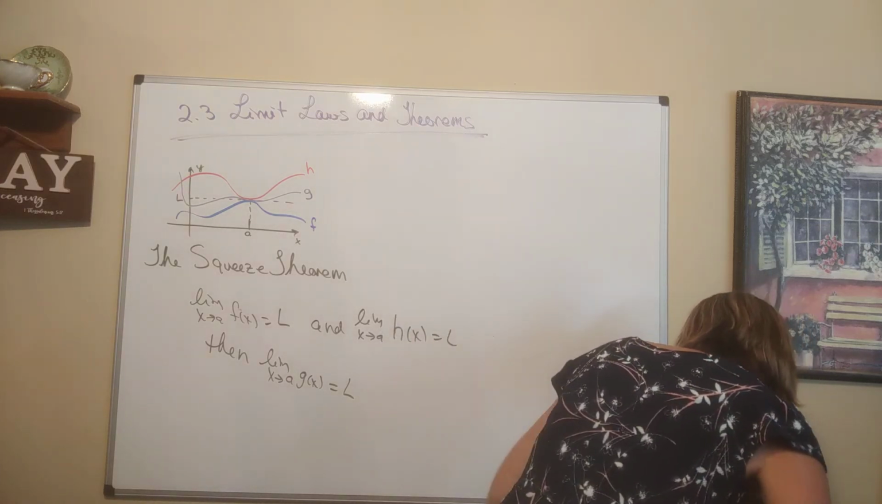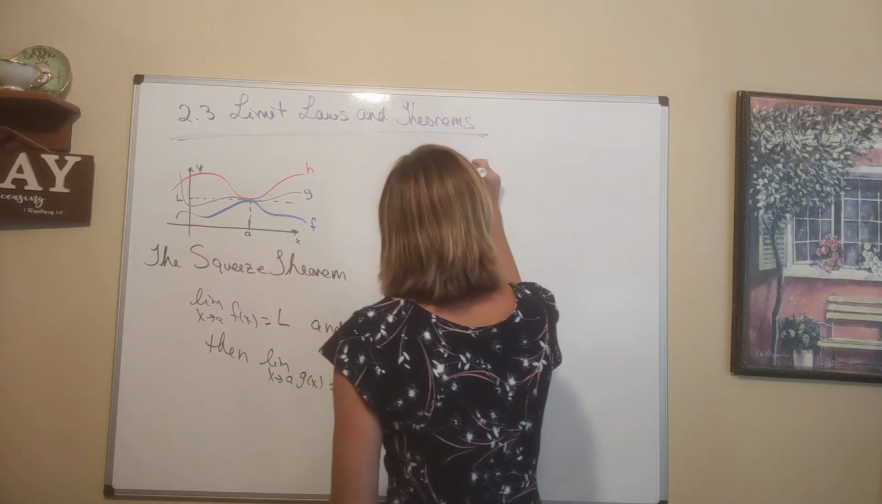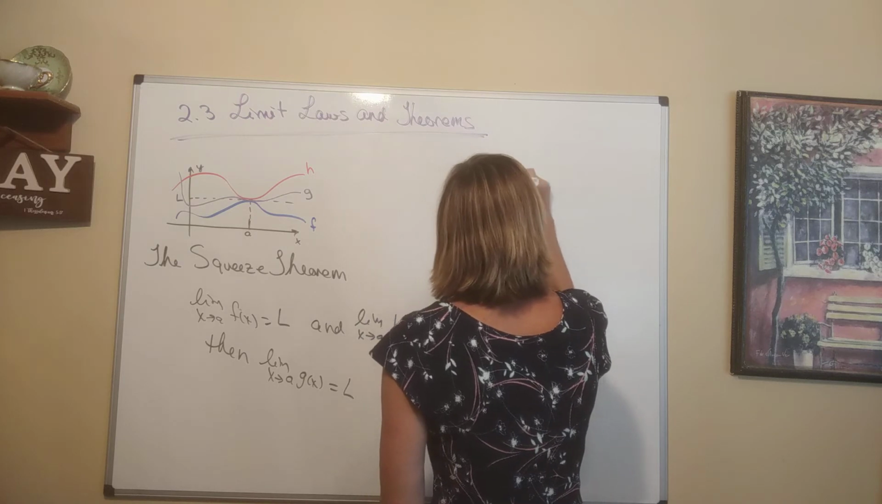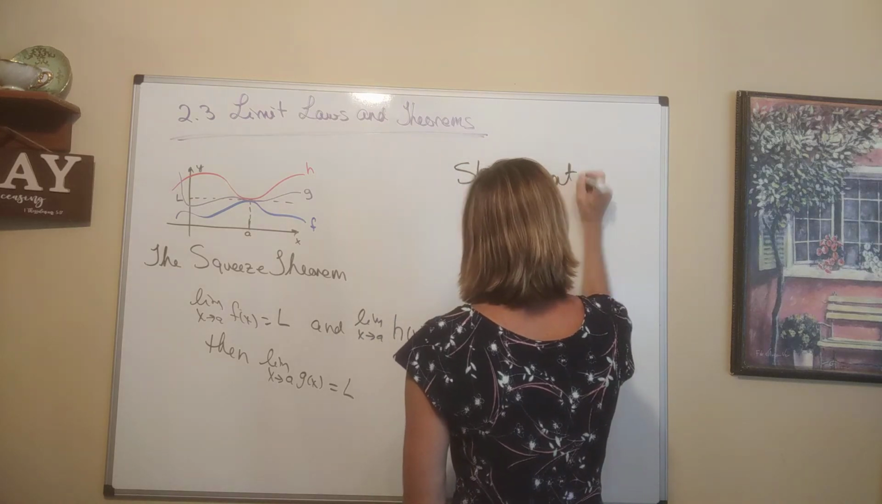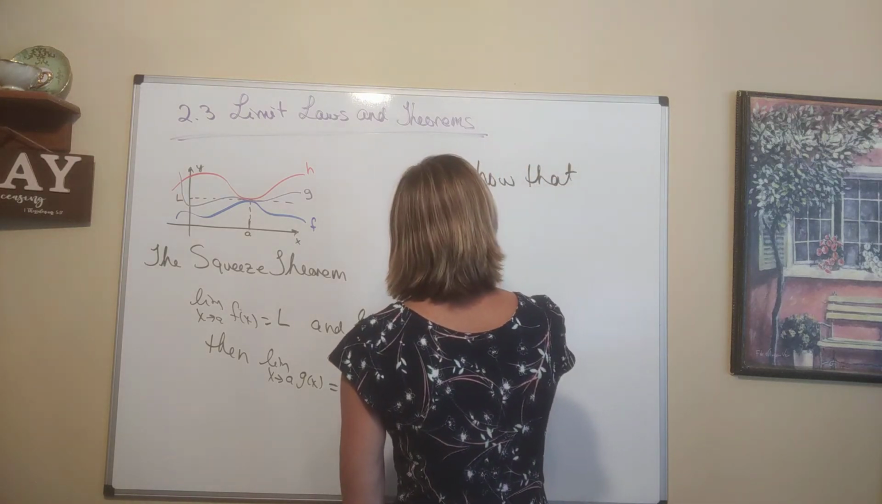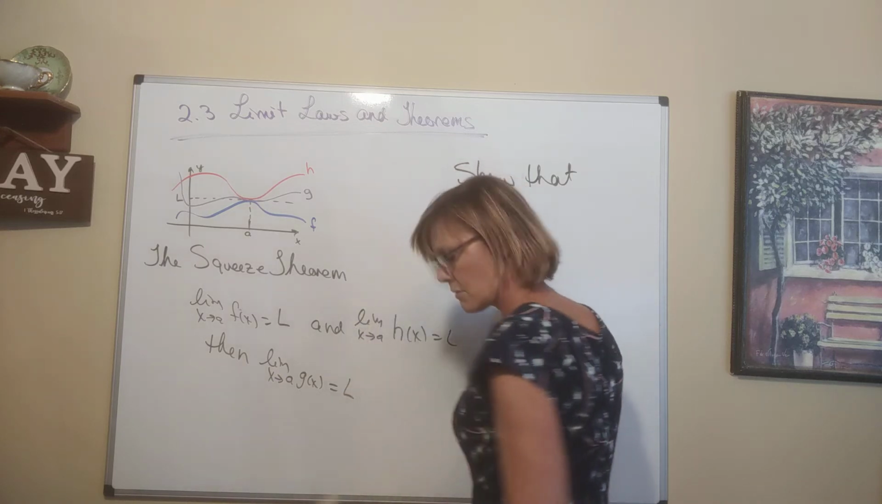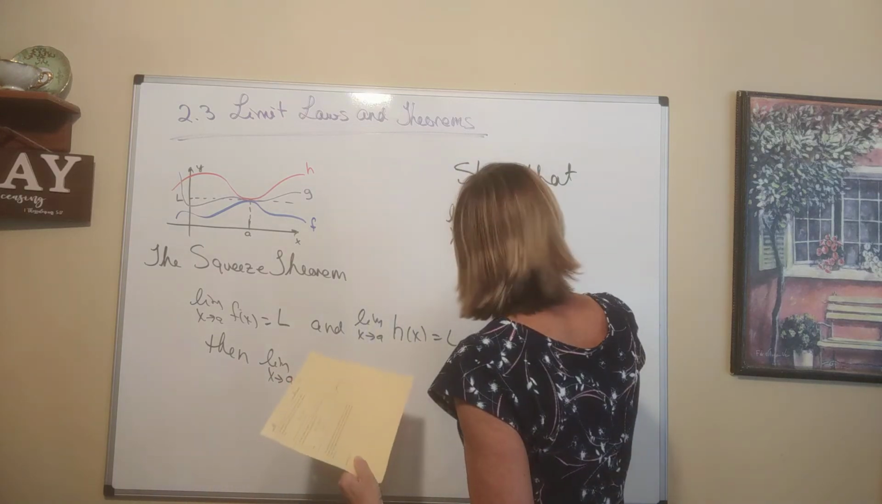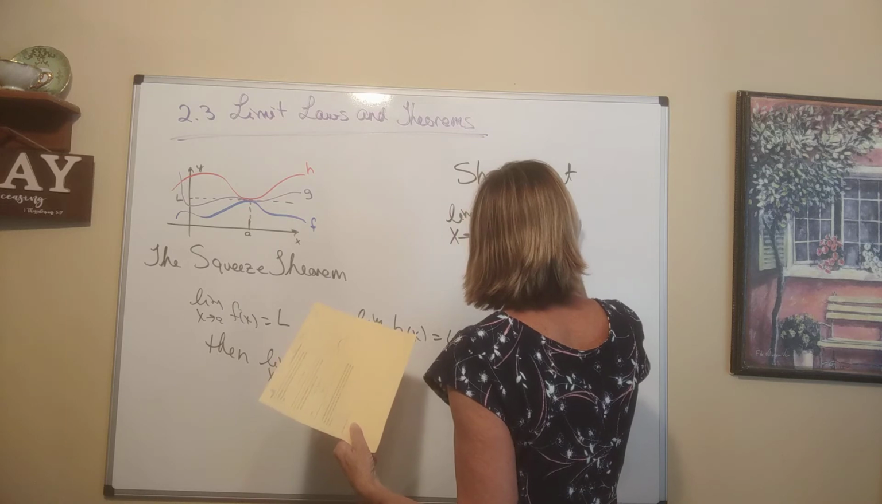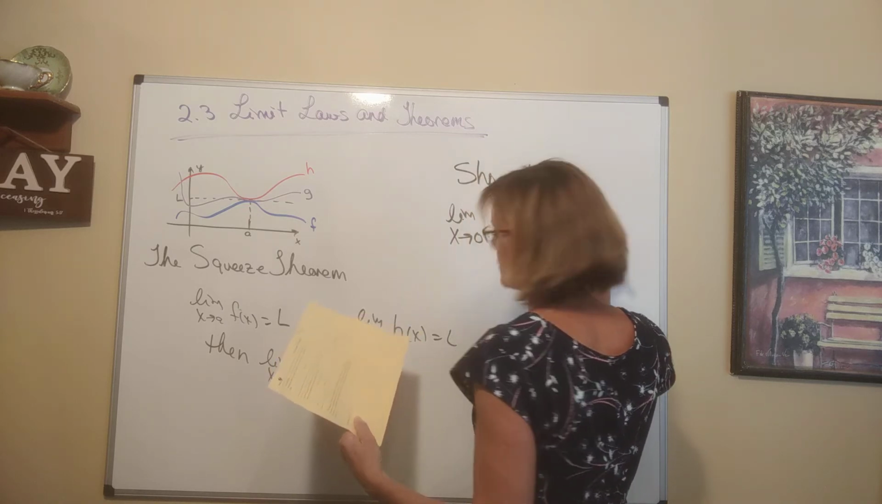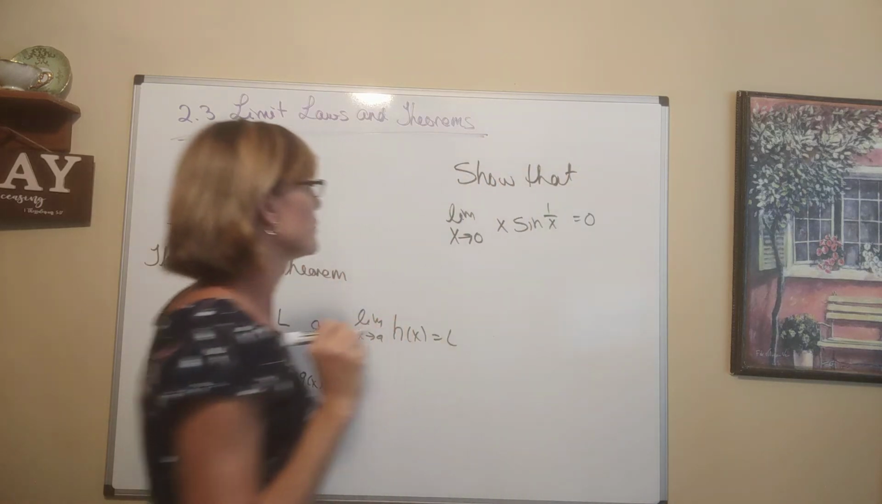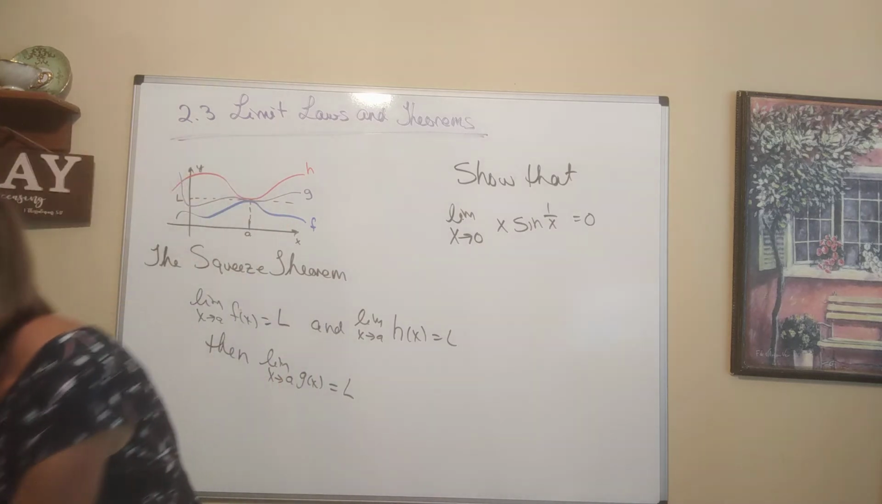If they say, show that the limit as x approaches 0 of x times the sine of 1 over x is equal to 0. Let's just say that's the truth, or we have to show that. Okay, how could we do that?